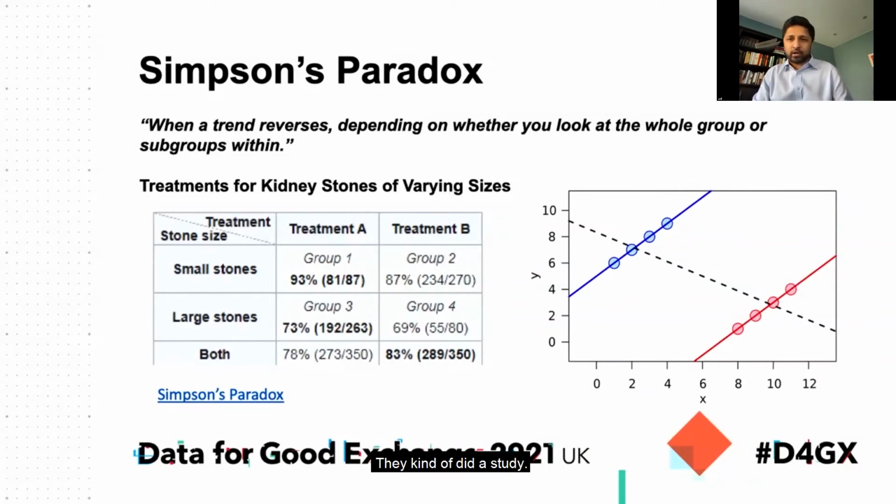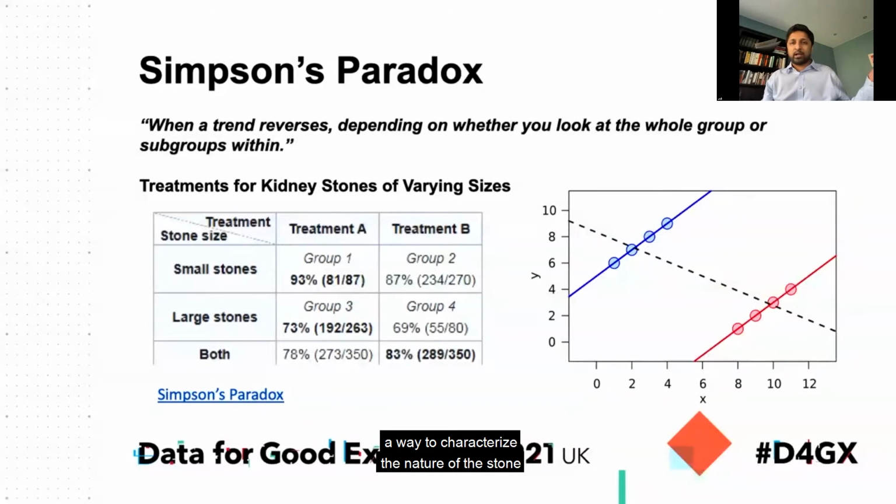They did a study. This was a medical study to figure out, for those with kidney stones, there's a variety of treatments around how you resolve kidney stones. Let's say we have two major treatments that are being proposed. There's treatment A and there's treatment B.